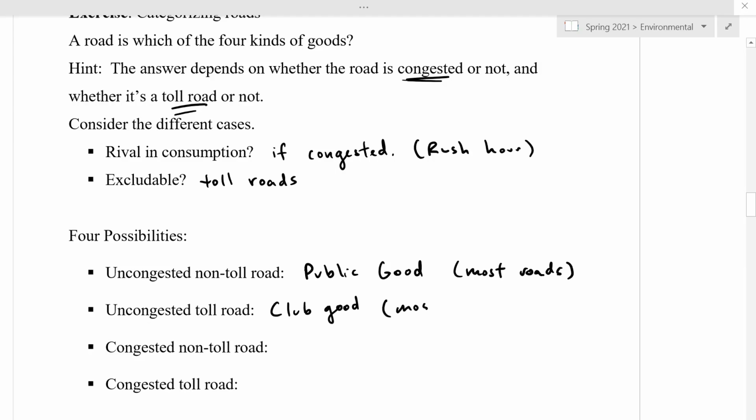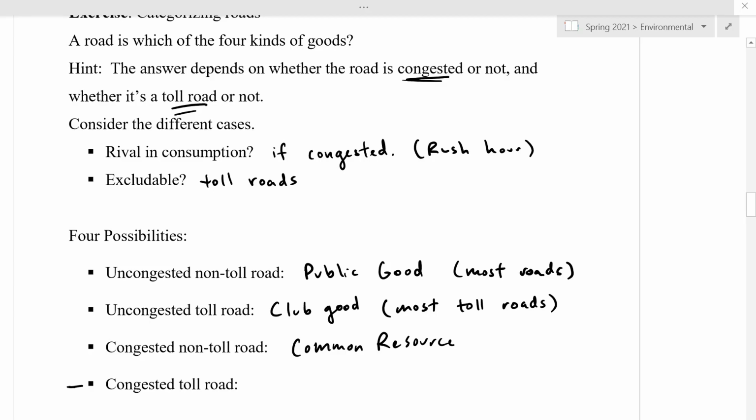This next one is going to be most toll roads. Because most toll roads, actually that's not necessarily true, but toll roads on open highways essentially. If you start to get into congested toll roads, you might be closer to a big city, New York City or Washington, D.C. And so we'll get down to that one in a second. Let's do the third one really quickly. Congested, non-toll road. That's going to be a common resource.